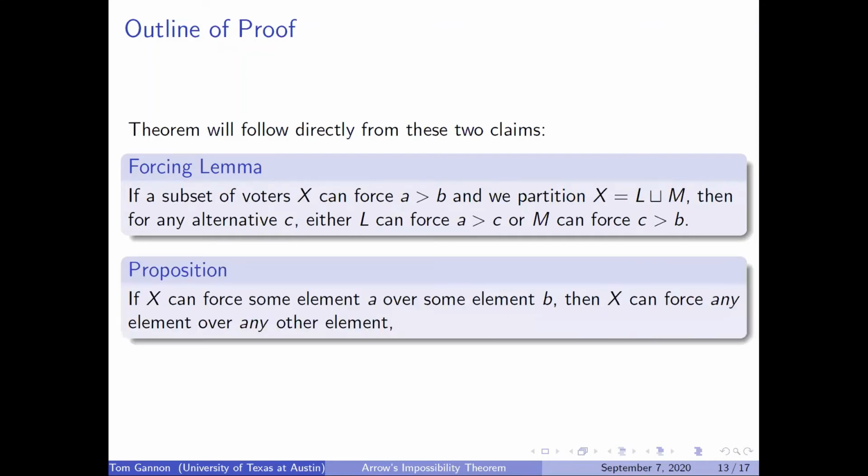And then the proposition. I'm just giving you the bird's eye view. You're not going to know why these two statements are true. In fact, they're kind of counterintuitive, right? Here's the second one. I haven't written the full statement out yet, but the statement is this. If a subset of voters X can force some element A over some other element B, then in fact they can force any element over any other element. So forcing is actually equivalent to being a dictator, which is kind of surprising. Which of course means that X is a dictating set.